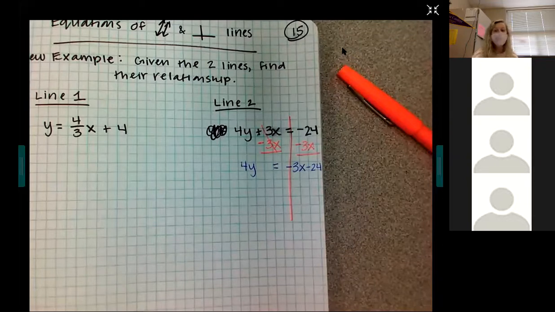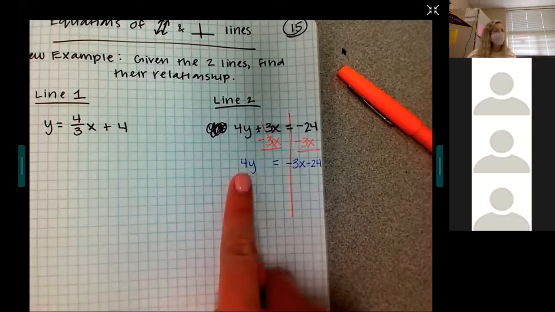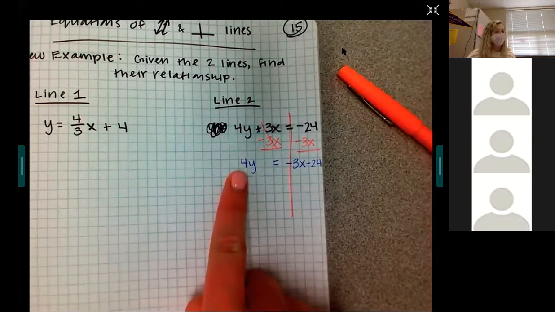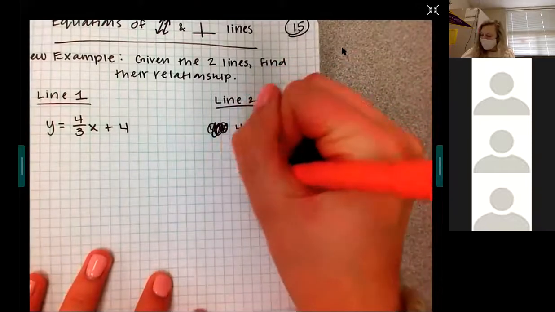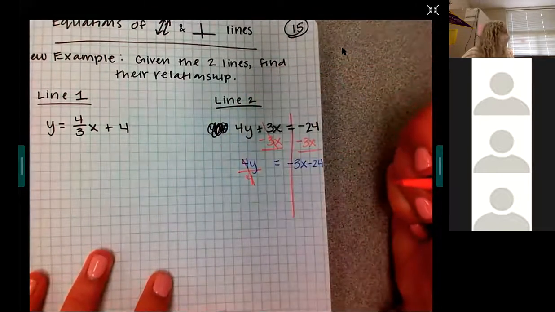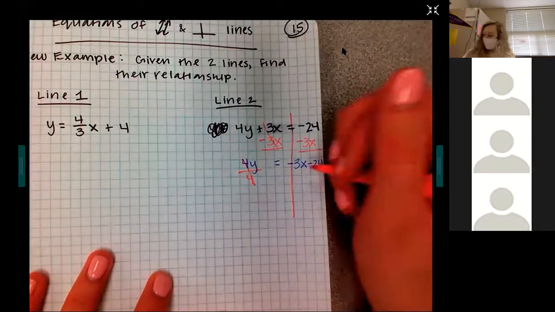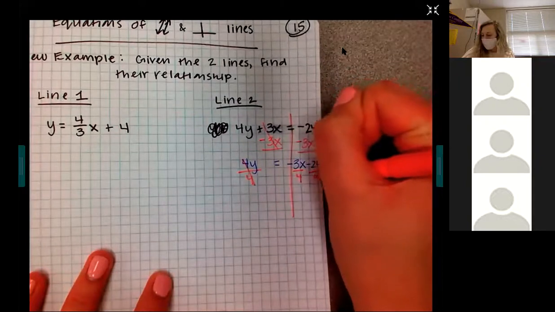So now how do I get the y by itself? How do I get rid of that 4 if it's touching it? Good, divide. Divide by 4. And I got to do it to what, Curtis? Everything. Good. Other side too.